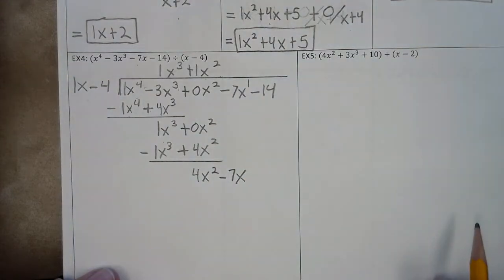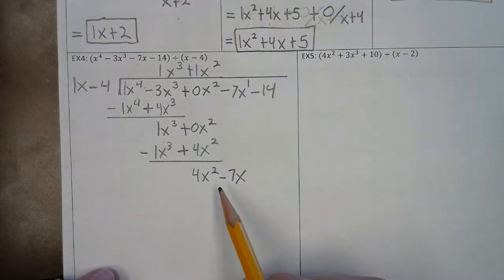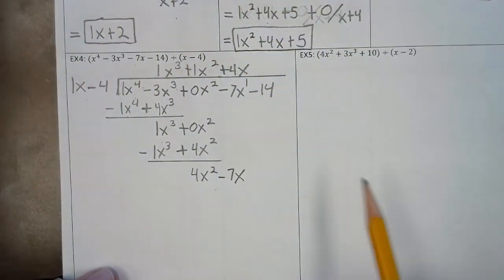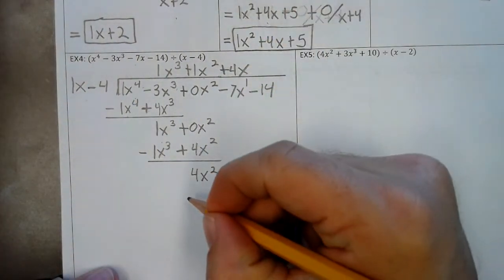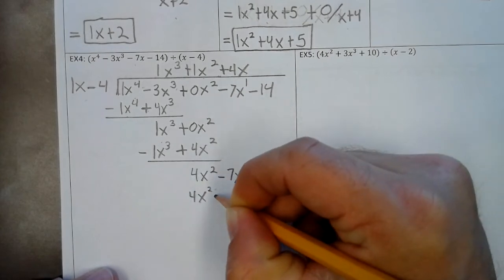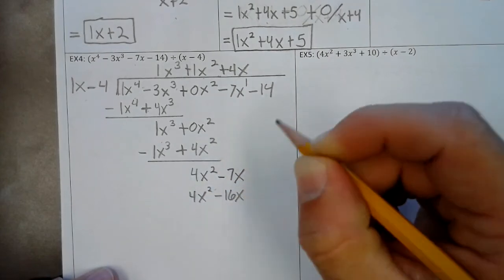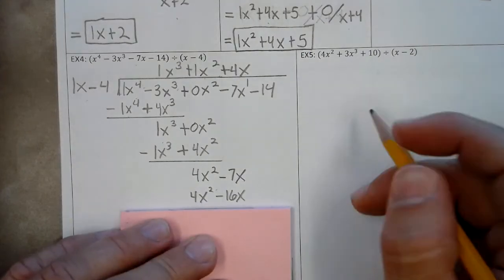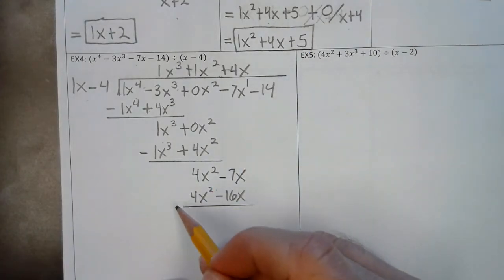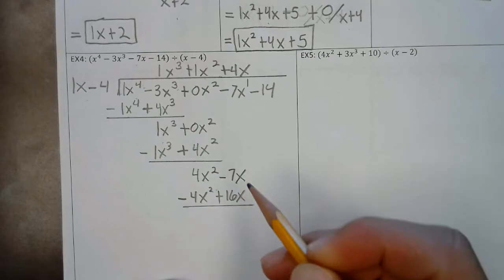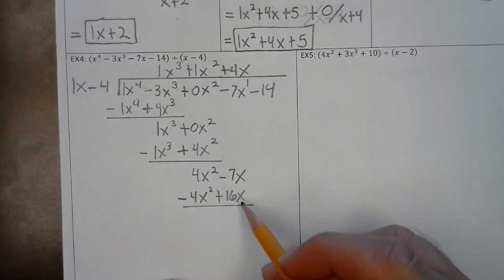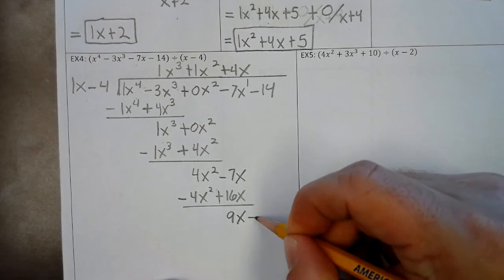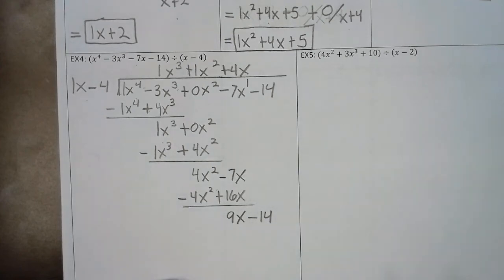Now we repeat the steps. How many times does x go into 4x squared? Well, that's plus 4x. And then we multiply 4x times 1x minus 4 is 4x squared minus 16x. And the reason why with the minus is because when you subtract, the subtraction becomes a plus. Those cancel, you're left with 9x. Bring down the minus 14, and then repeat the steps.